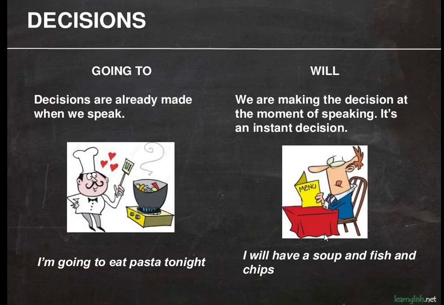For decisions, we use going to or will. We use going to for decisions that are already made when we speak. I'm going to eat pasta tonight. I have already made this decision. But with will, we are making the decision at the moment of speaking. An instant decision. A quick decision. I'll have the soup and fish and the chips.